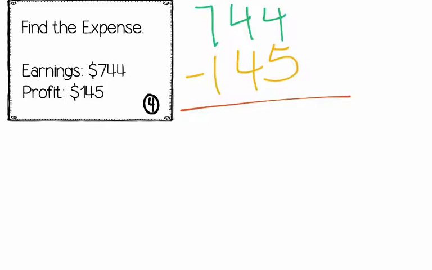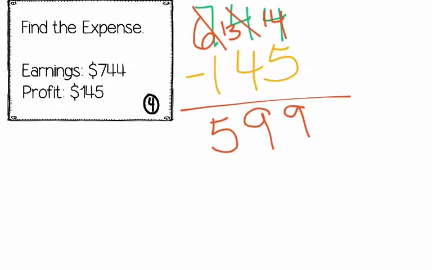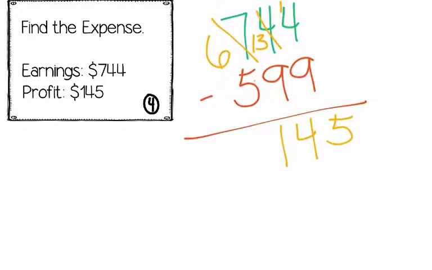So I did 744 minus 145. So my expenses were $599, and I can check that by plugging in the number I found for my expenses. So 744 minus 599 is 145.